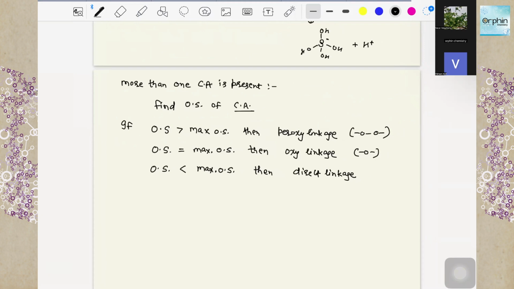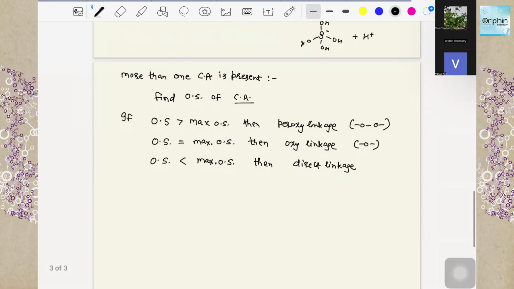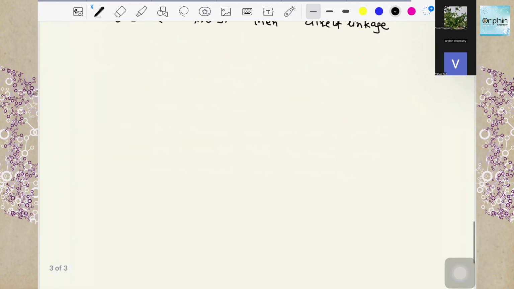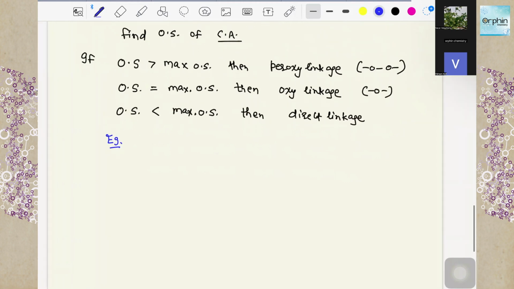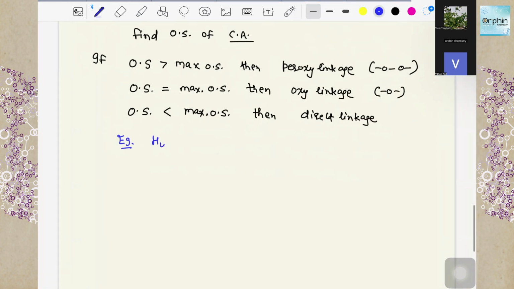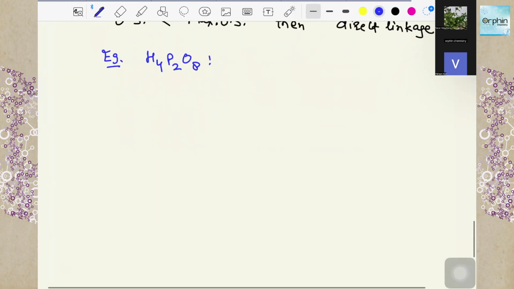Now, what is this case? This is very, very simple, right? If I'm taking one example, then you will be able to understand. So I'm taking one example here: H4P2O8. This will be given to you. So the thing is, we have to draw its structure. So how to draw the structure?